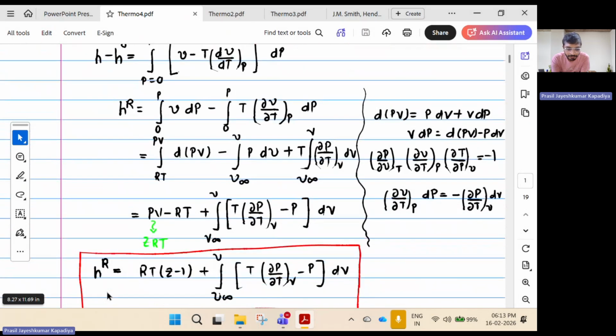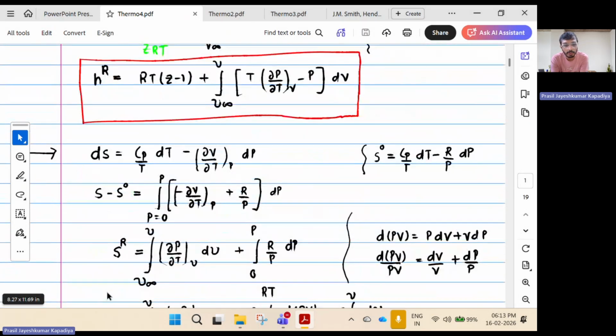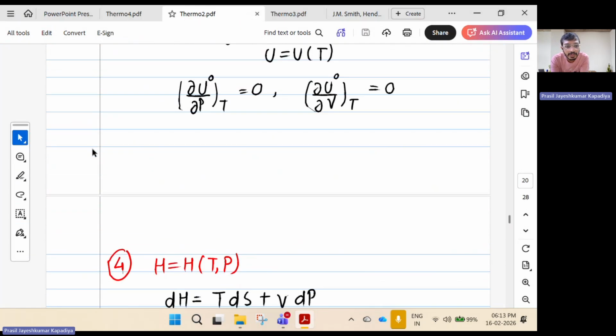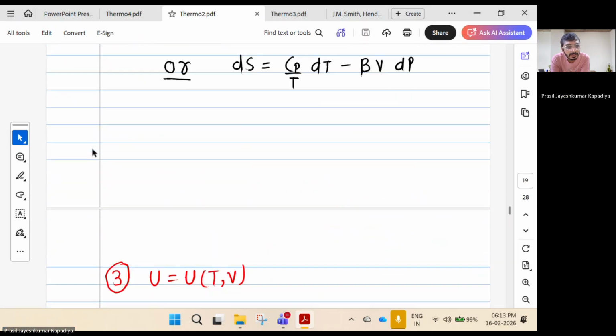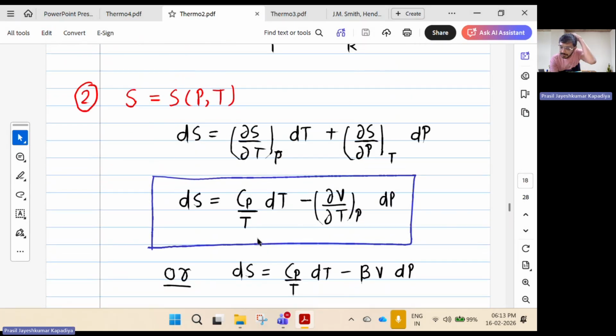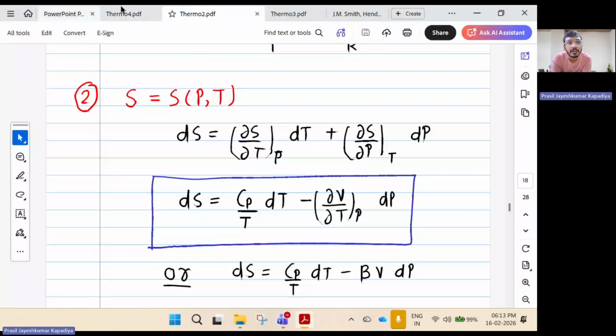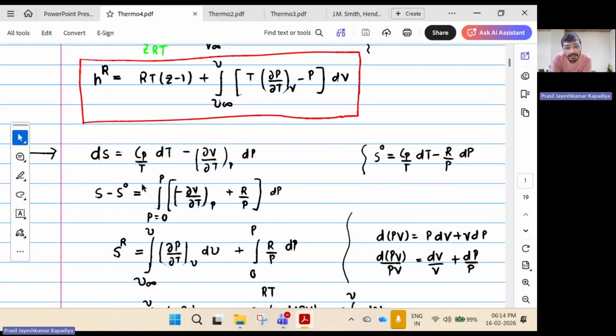Now let's say I want to find the residual entropy. What was the actual entropy? The actual entropy of the system was given by this equation, correct? Cp by T dT minus del V del T at constant pressure dP. Now, what if the gas were ideal? If the gas were ideal, we can replace V by T as R by P. So R by P dP.